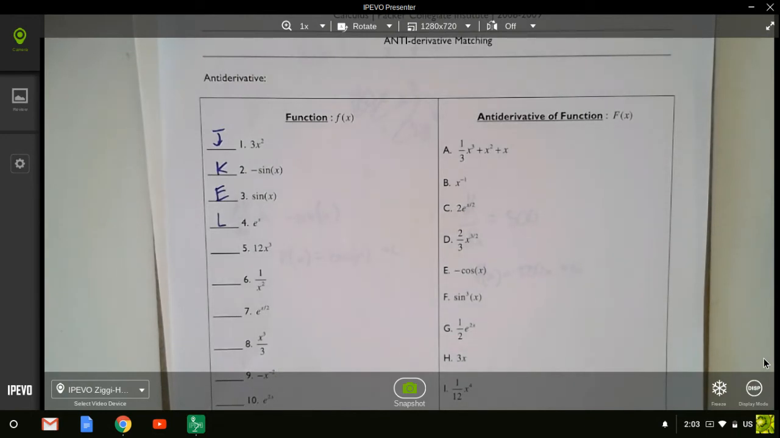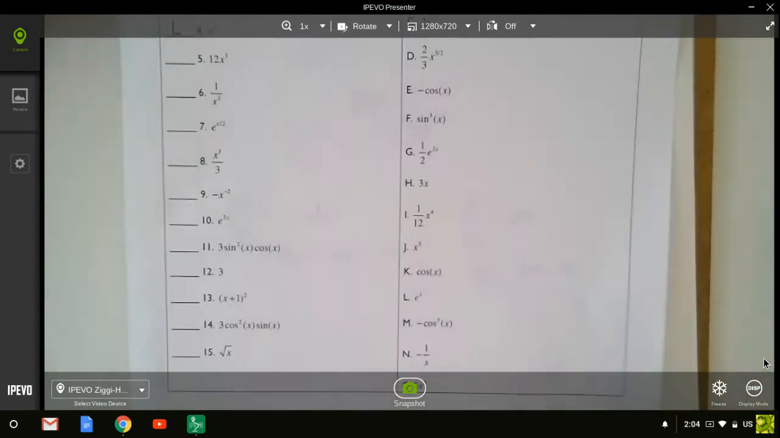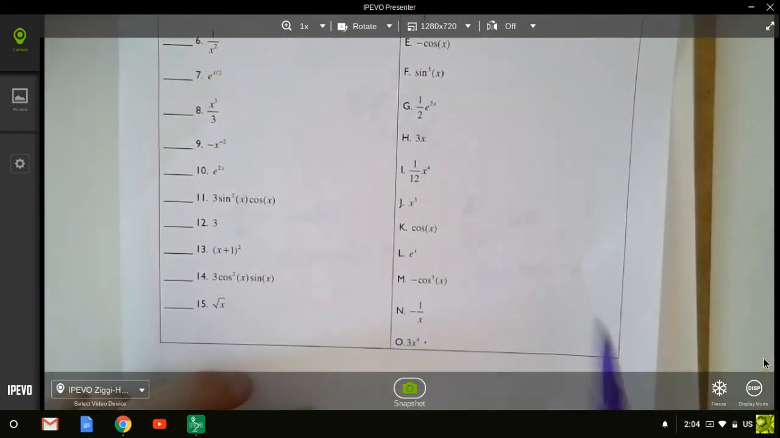Uh-oh, number 5. I got 3x to the 4th. How did you guys know that it was 3x to the 4th? Because it has a 12 in front of it, so the power would be 4 because it goes down to 3. So then you have to find out what you have to multiply the 4 by to get 12.